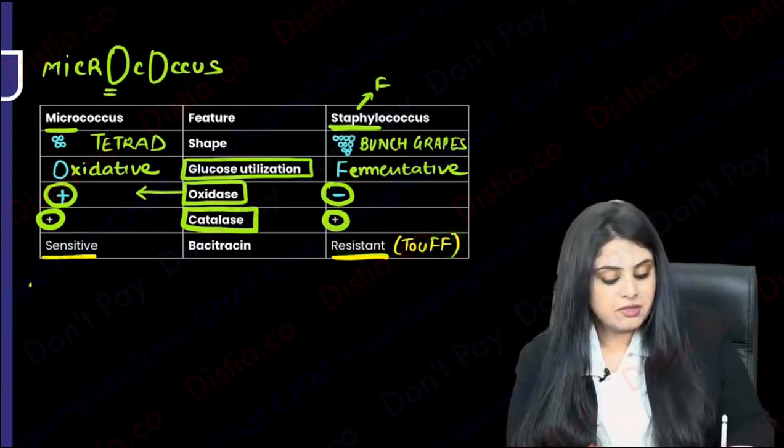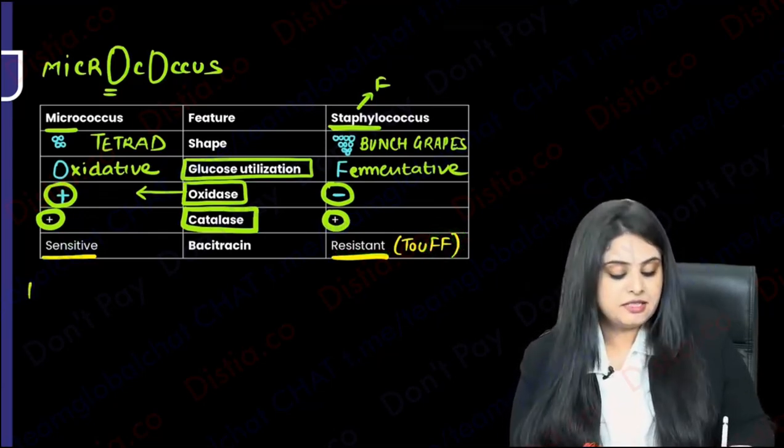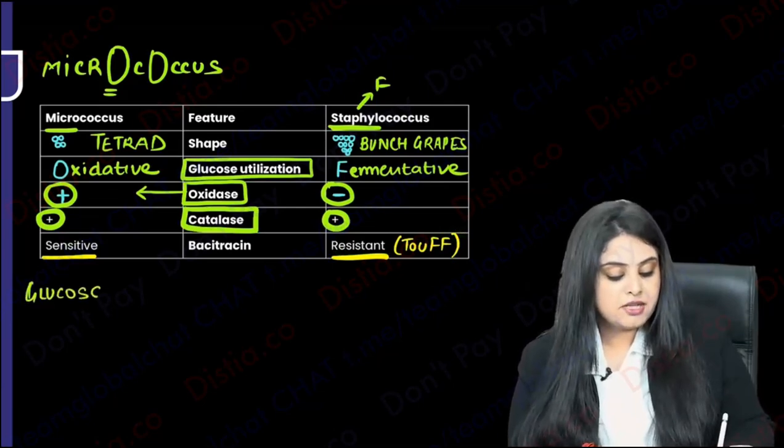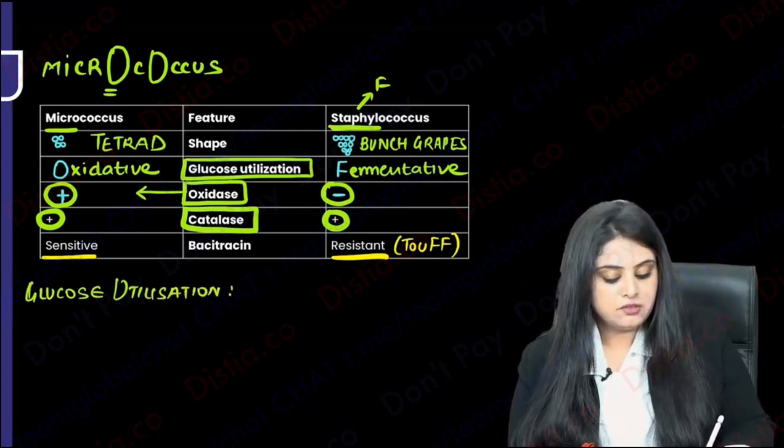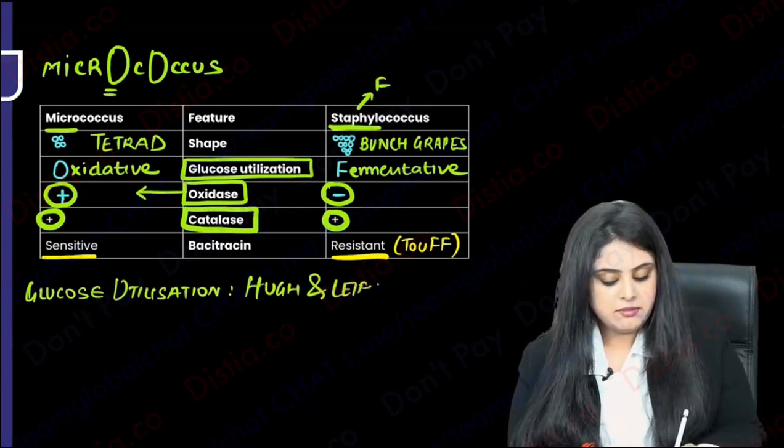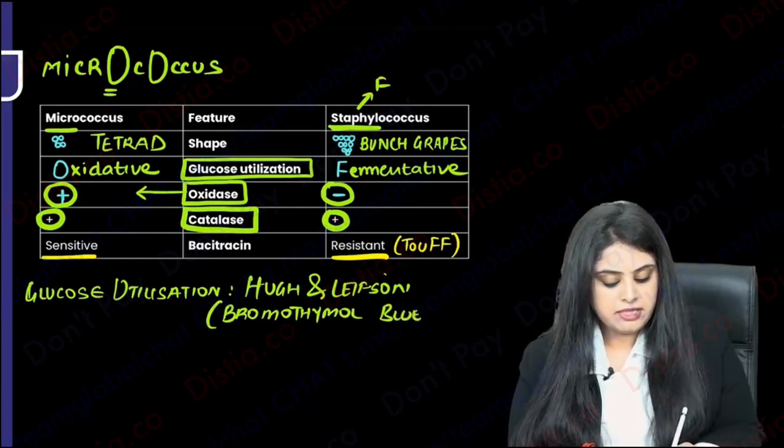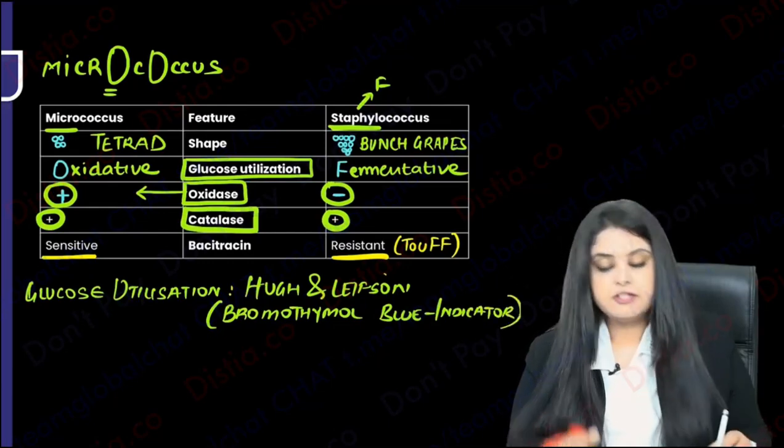Now please note something important which could come up in the INI CET exam. What is the medium that we use for the glucose utilization? We use the Hugh and Leifson's medium. For Hugh-Leifson medium we have bromothymol blue as its indicator. Bromothymol blue is gonna be the indicator that is involved in the Hugh-Leifson's medium. That finishes off the difference.